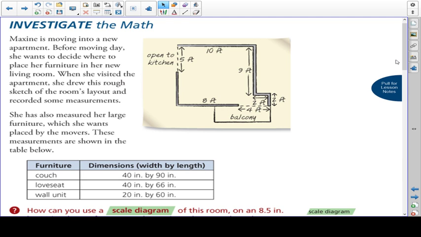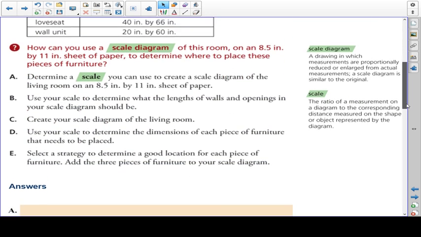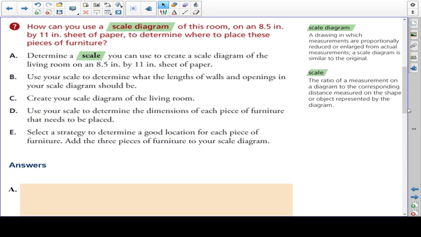You want to convert those into feet so you have an idea of how to place them in these places here. Okay? So the million dollar question when it comes to this is, how can you use a scale diagram of this room on an 8.5 by 11 sheet of paper to determine where to place these pieces of furniture?